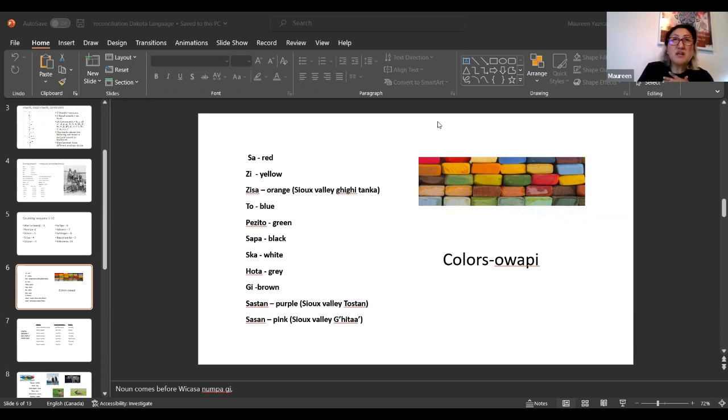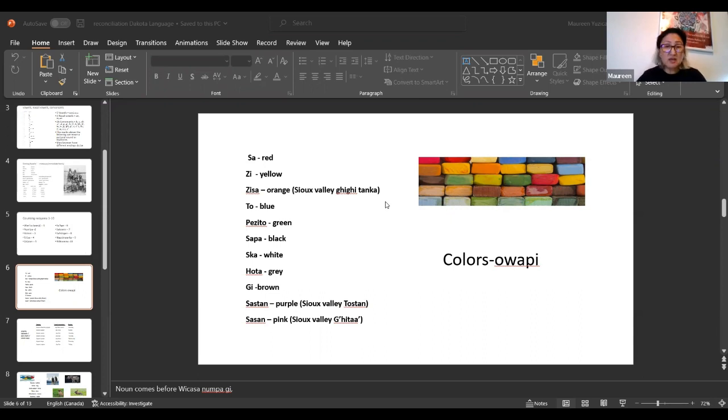Sioux Valley, Harold had mentioned, they say Riri Tonka. I think that was supposed to be meant for a fruit. So I think I'll write that with the fruit as well. But we say orange as zisha. And for blue, it's to.